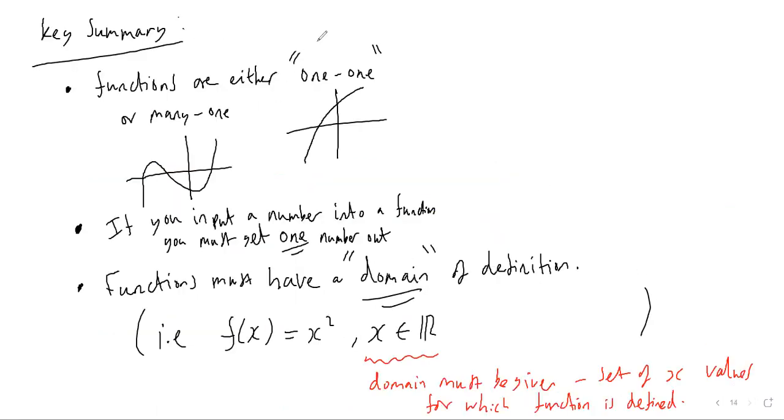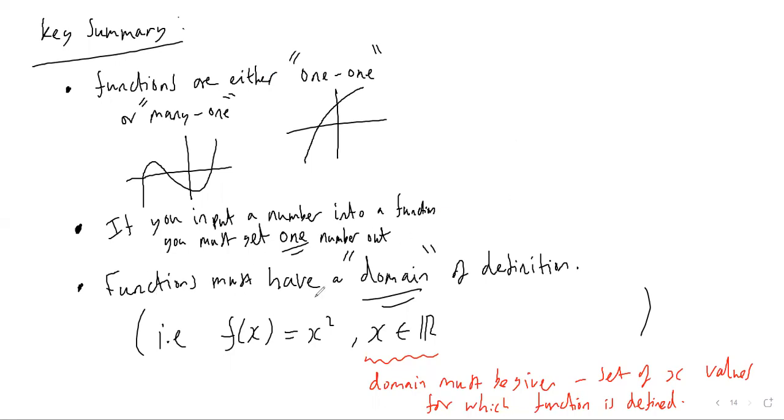Okay, great. So the key summary for today is that functions are either one-to-one or many-to-one. They're one or the other. There are no other options. That's the key point you need to understand. If you input a number into a function, you must get one number out. So in the next video, we're going to look at mappings where you may get two outputs. So they're not functions. Functions give you one number out. When you put a number in, you must get one number out, not two, three, four numbers, one number out.